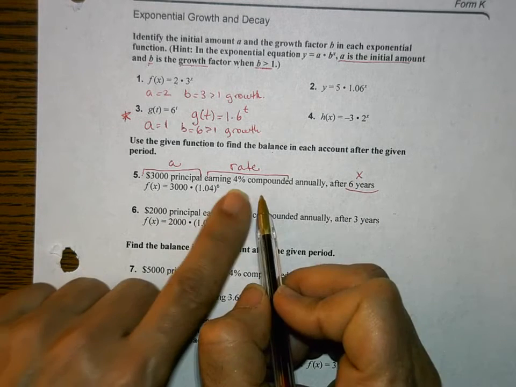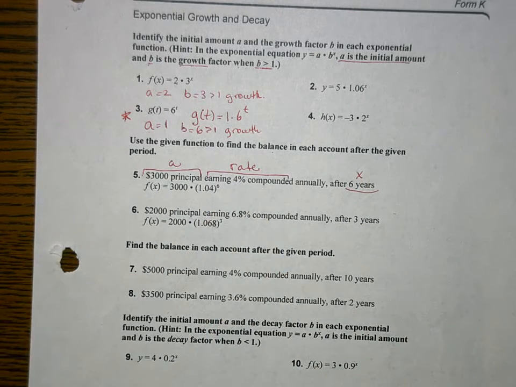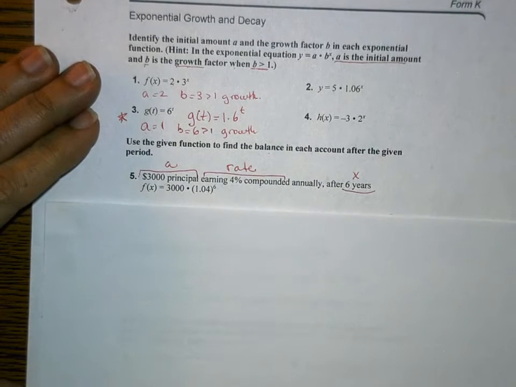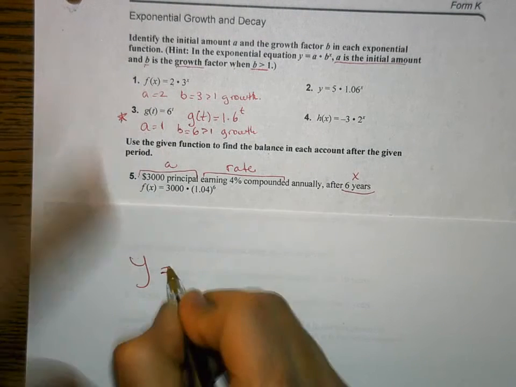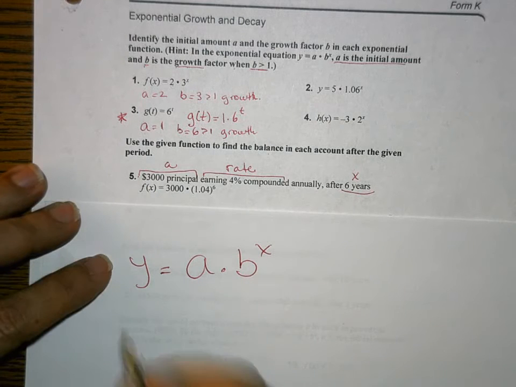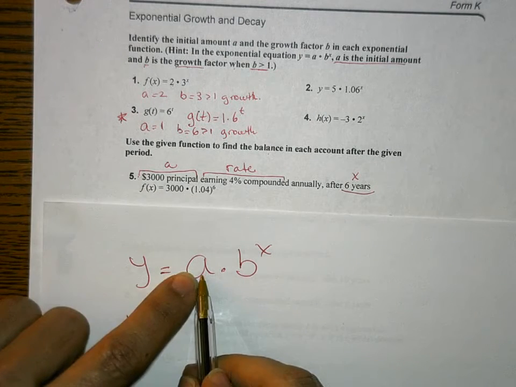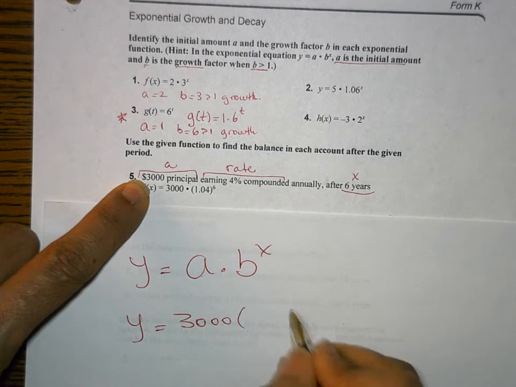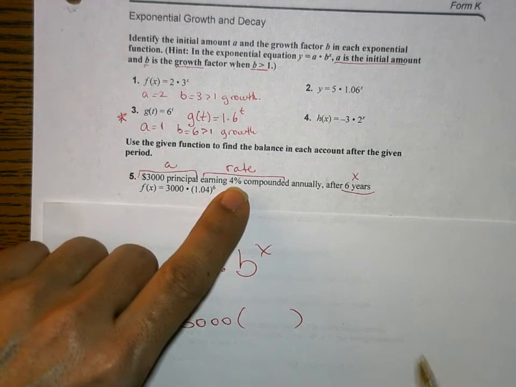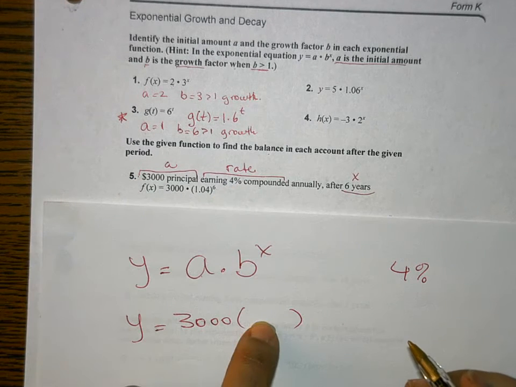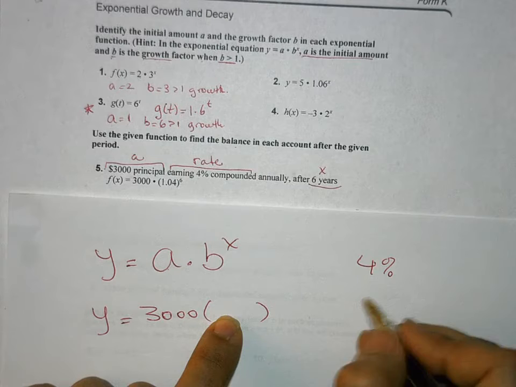Now the students have a very difficult time with this 4%. And let me show you something very important. There's not room here, but I am going to explain it right here. y equals a times b to the x. That's what we're dealing with here. y equals, my initial amount is $3,000. I'm going to put in parentheses my b value. It says 4%. But we cannot write 4% here. We have to write 4% in decimals.